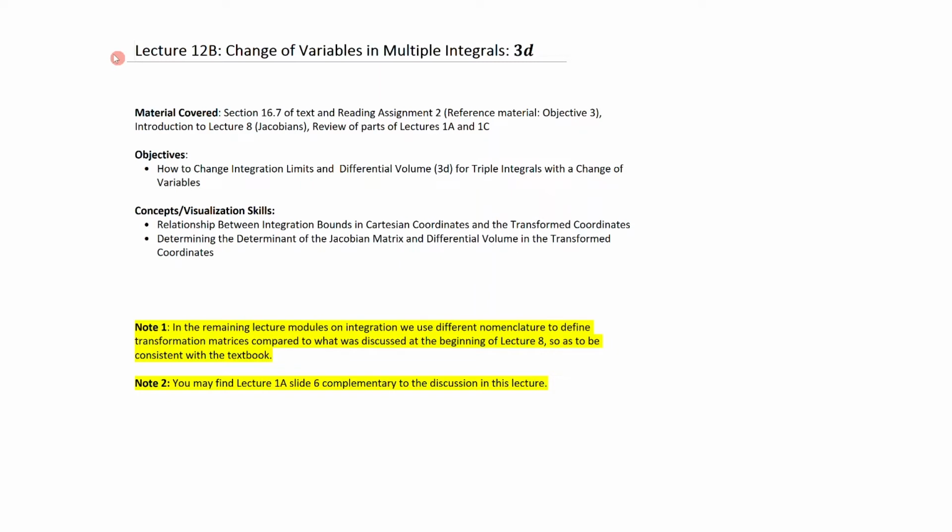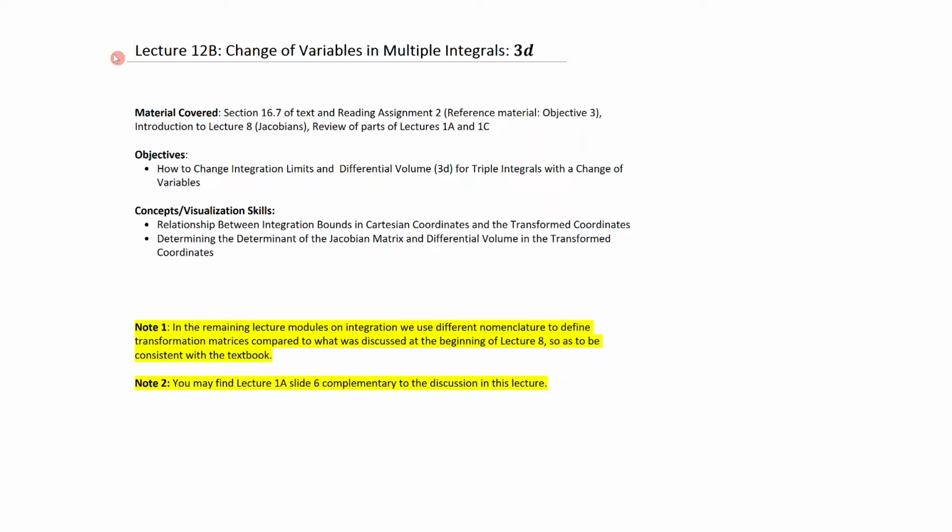The objectives of this teaching module are how to change integration limits and differential volume, which is basically a 3D issue, for triple integrals with a change of variables. The concepts and visualization skills obtained through this teaching module are the relationship between integration bounds and Cartesian coordinates and the transform coordinates, and also determining the determinant of the Jacobian matrix and the differential volume in the transform coordinates.